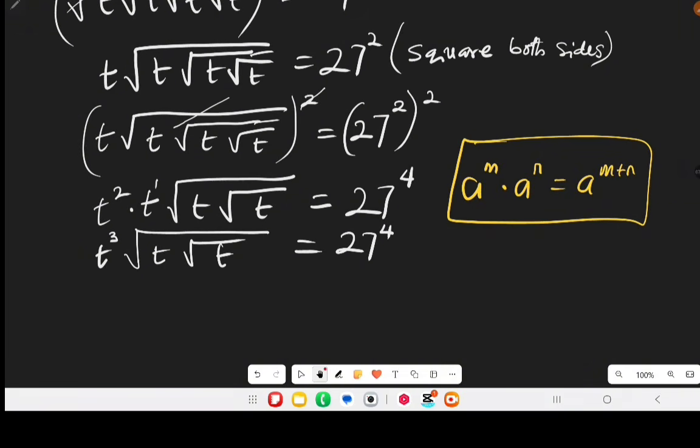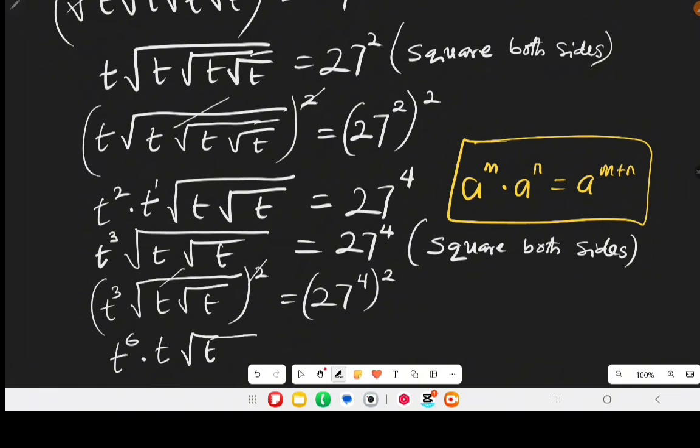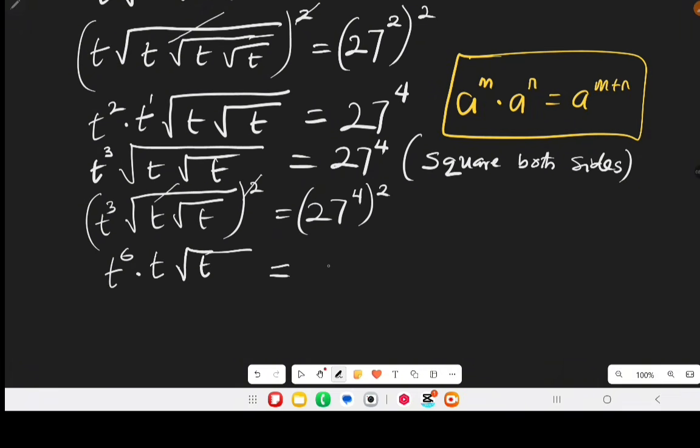We move further, we square both sides again. When we square both sides, we have t raised to the power of 3, root of t all squared equals 27 raised to the power of 4 all squared. When we square t raised to the power of 3, we have t raised to the power of 6. All you do is multiply the power. Then the square cancels the square root, times t root t equals 27 raised to the power of 8.